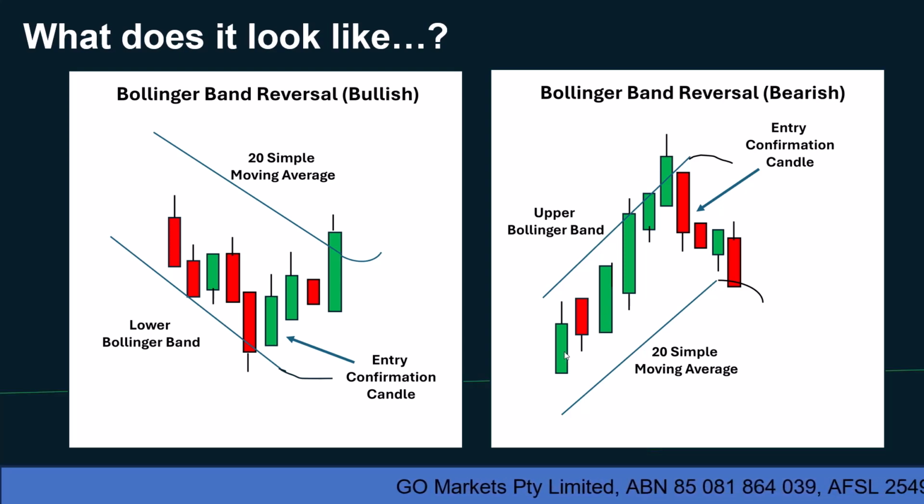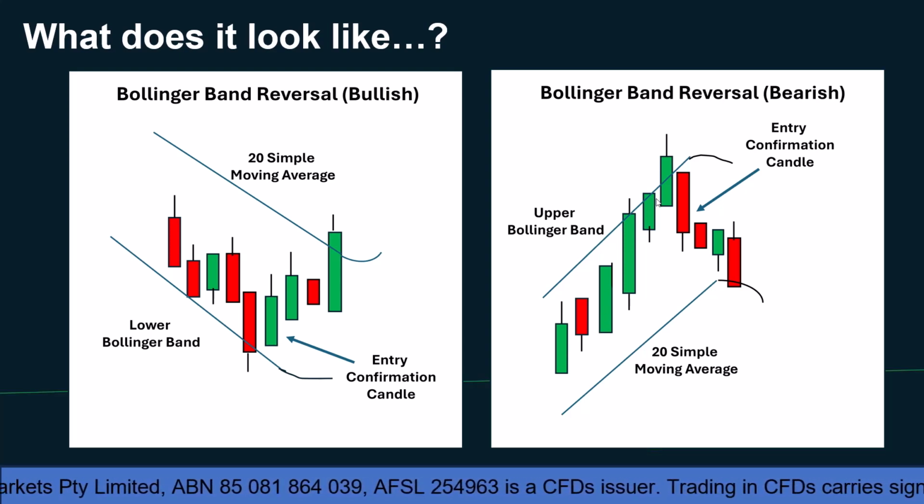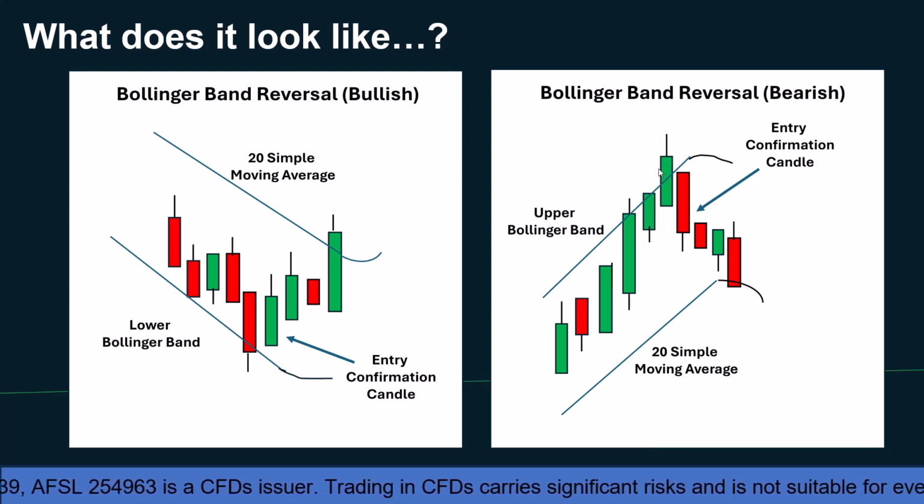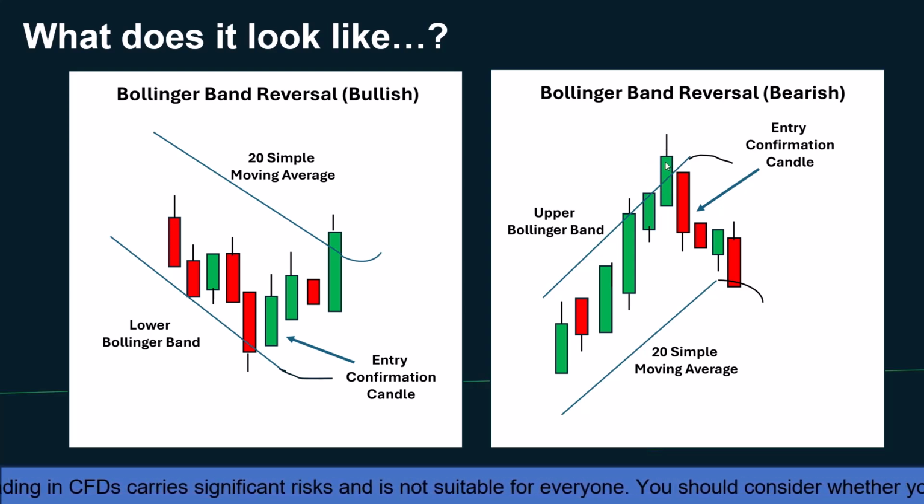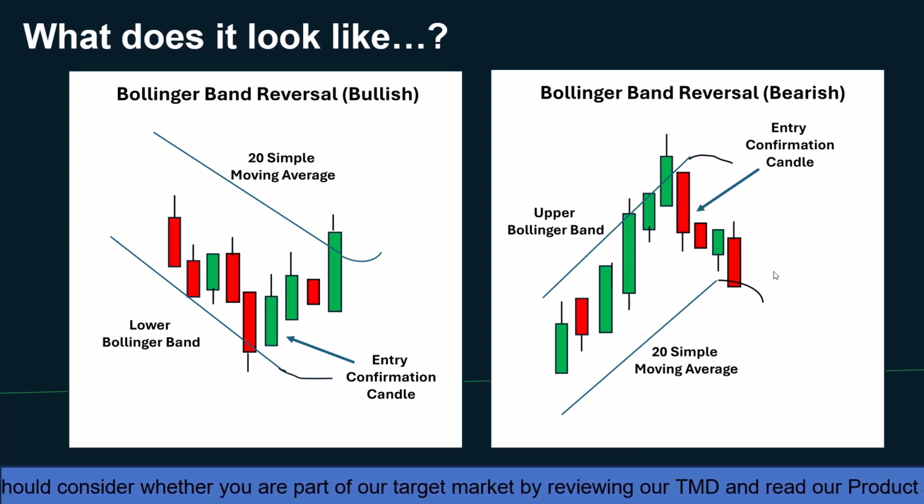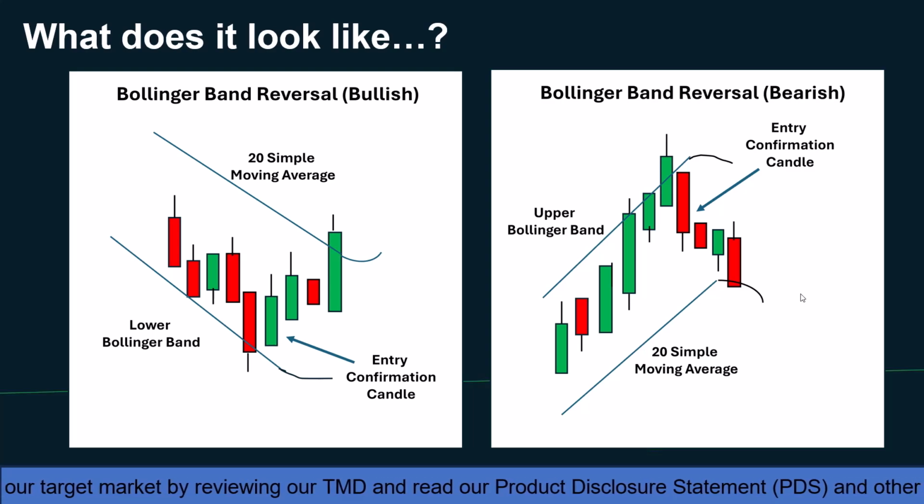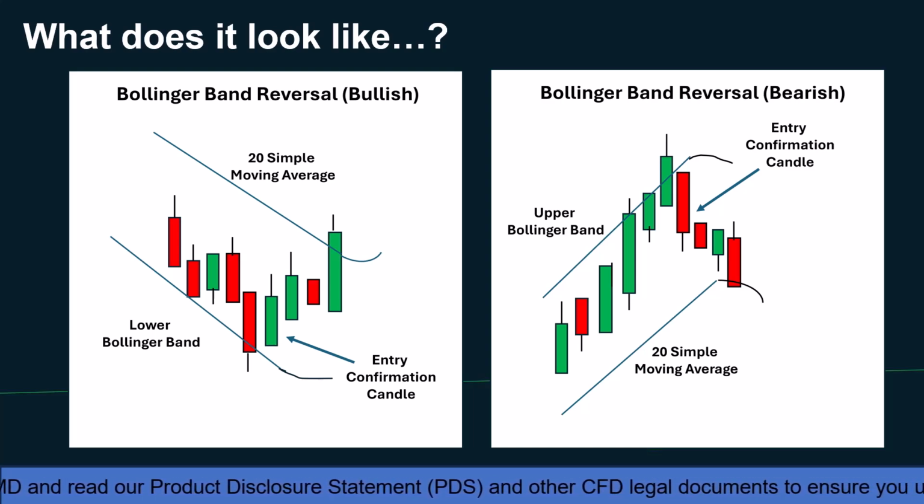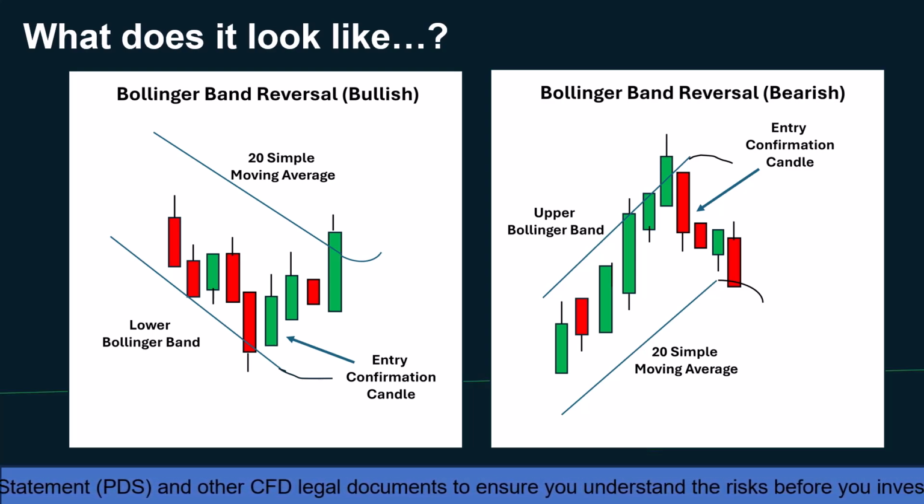Conversely, of course, if it's a bearish move, then we see initially an uptrend, close outside the upper band, and then a move back inside the bands, and away we go again to the downside. Let's have a look at some real chart examples just to clarify this for you further.